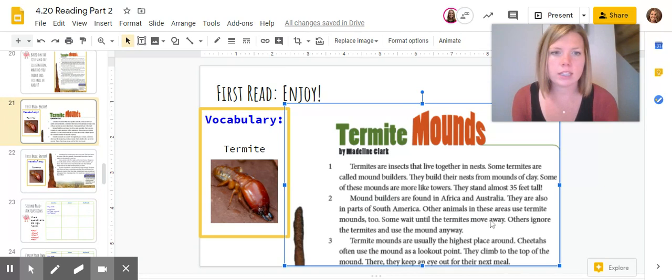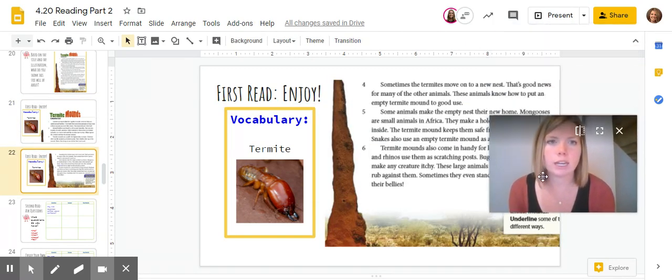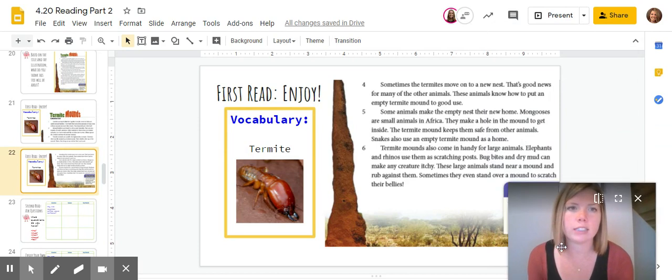Other animals in these areas use termite mounds too. Some wait until the termites move away. Others ignore the termites and use the mound anyway. Termite mounds are usually the highest place around. Cheetahs often use the mound as a lookout point. They climb to the top of the mound. There they keep an eye out for their next meal. Sometimes the termites move on to a new nest.